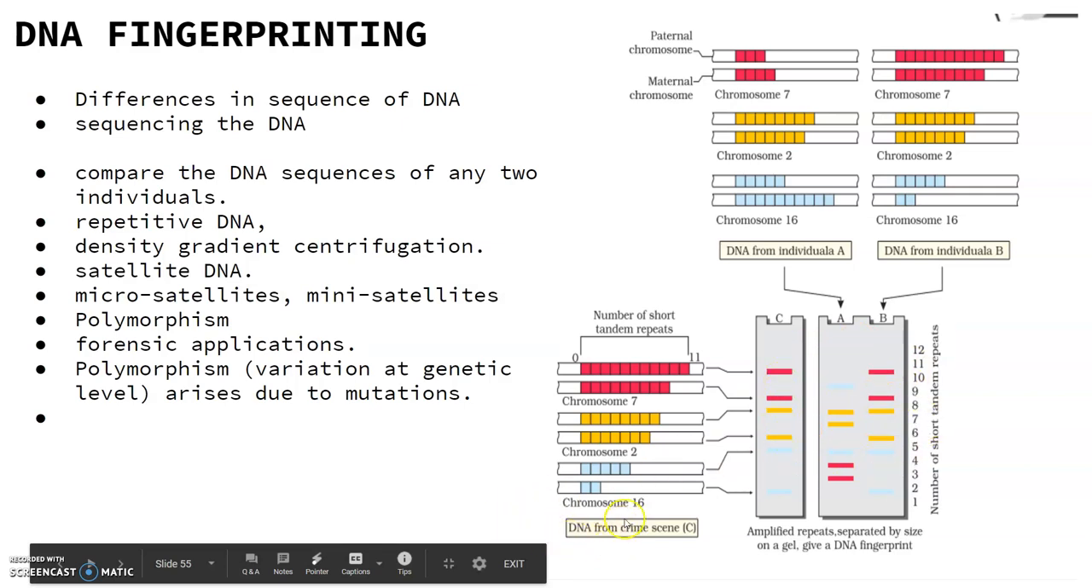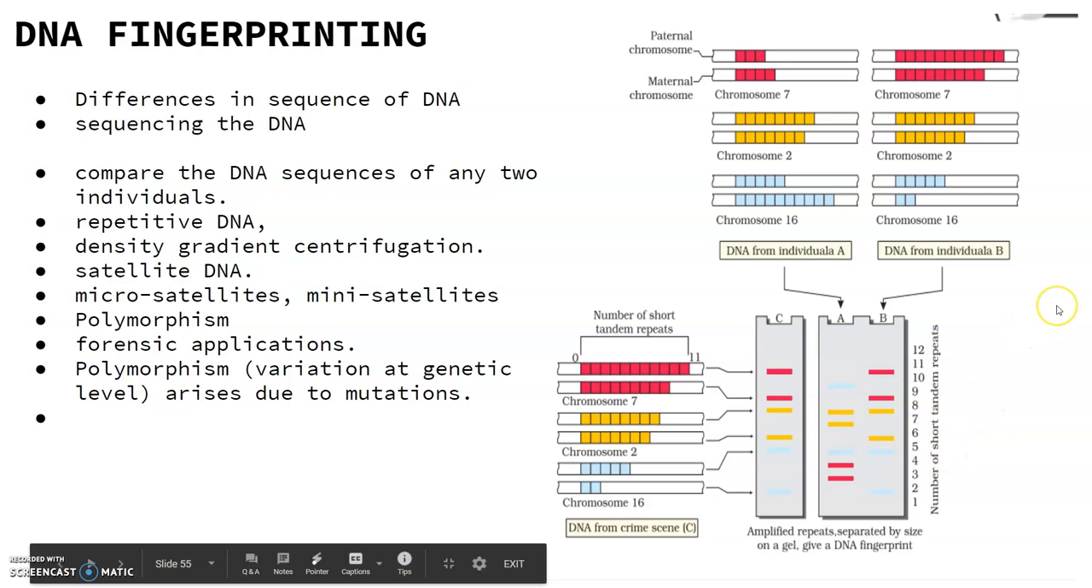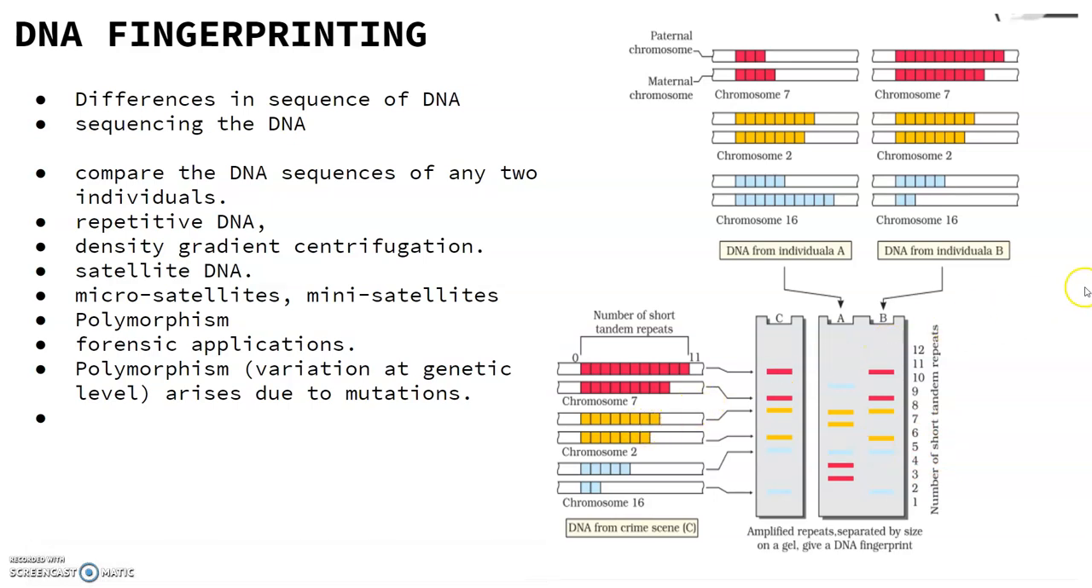This is the DNA which is collected from the crime scene, and this is compared with the individuals who are suspects, and then they can identify chromosome number 6 or 9 or 12, whichever chromosome they are trying to see in the suspect, and that is available from the crime scene.